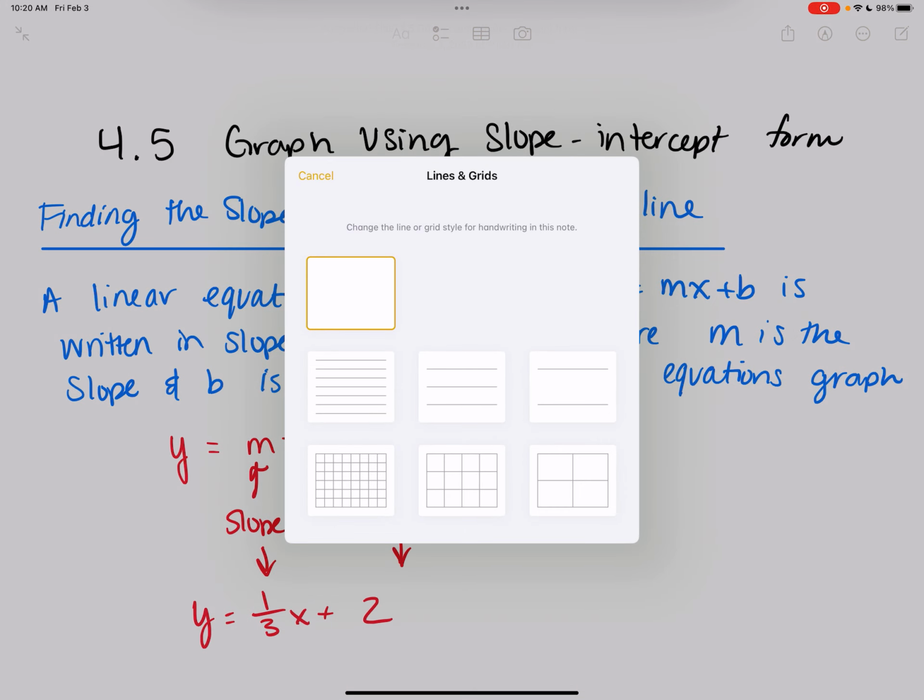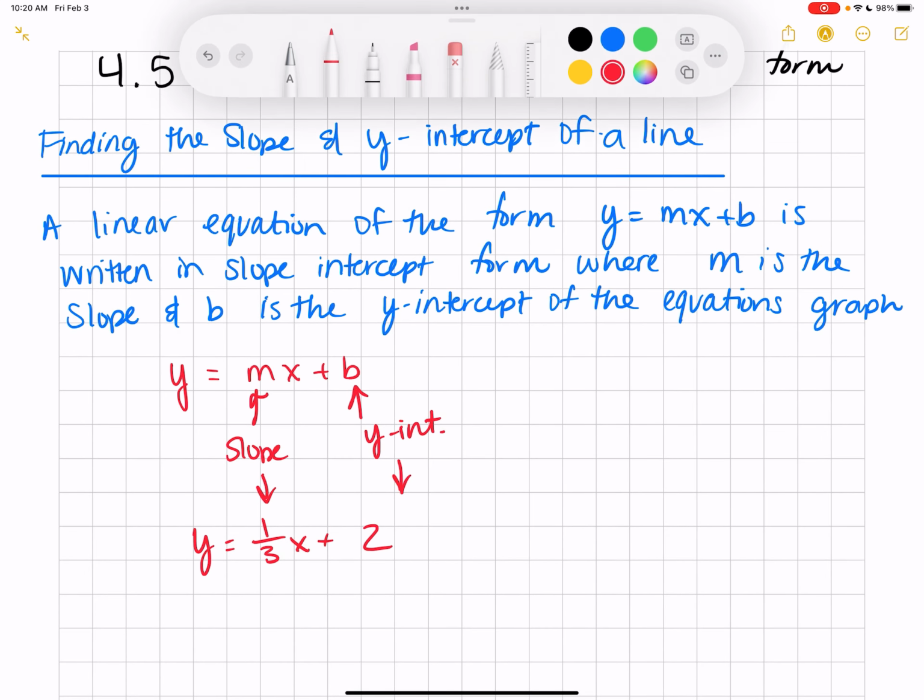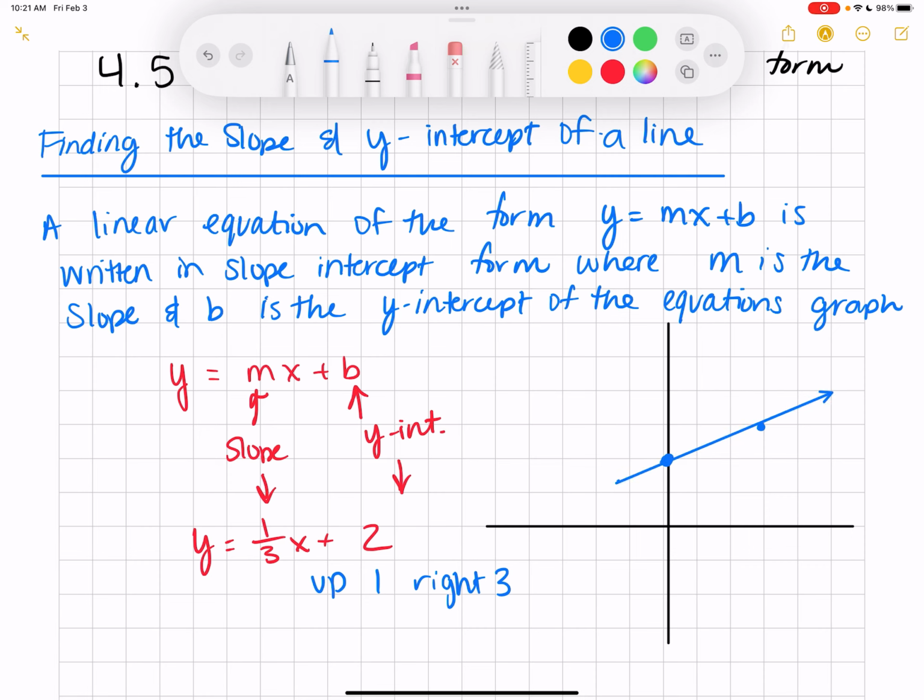So then if we were to look at the graph of this, we would have a y-intercept at 2, and then our slope is 1/3, which means, remember, it was rise over run, so this is a slope of up 1, right 3. So up 1, right 1, 2, 3, and then they would just connect it. So that's what the graph would look like for y is equal to 1/3 x plus 2. Now, obviously, we'll go through it step by step, but that's just to have a visual of what that looks like.